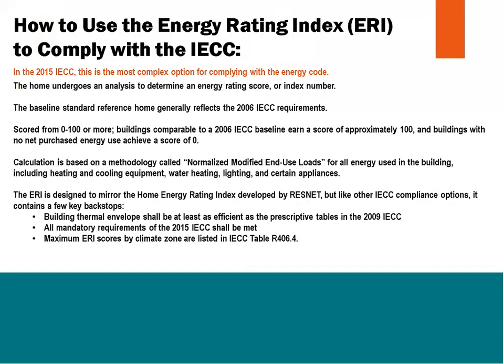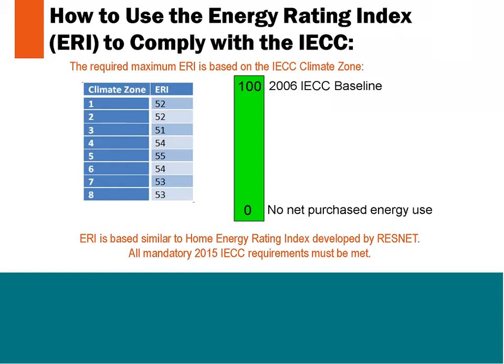This slide details the new residential energy code compliance option that began in the 2015 IECC, called the Energy Rating Index. So, how to use the Energy Rating Index. This basically shows how the climate zone using the ERI is compared. It's also shown in a scale and shows the range of ERIs. A score of 100 will be a house compliant with the 2006 IECC, which is considered the baseline. An ERI of 0 will mean the house is so energy efficient it has no net energy use and is essentially a net zero energy home.